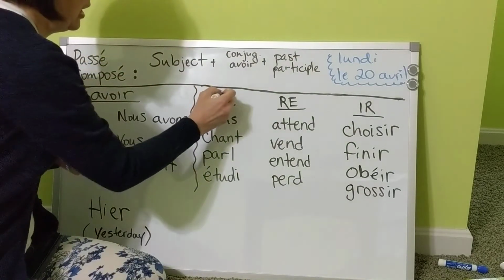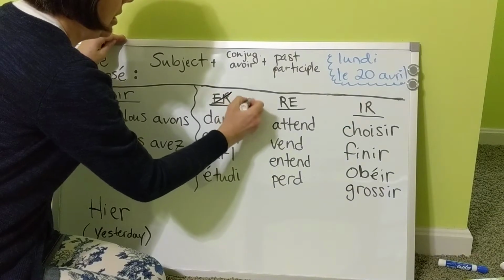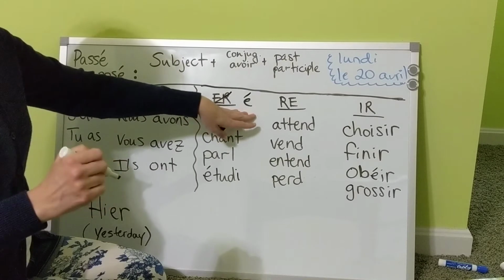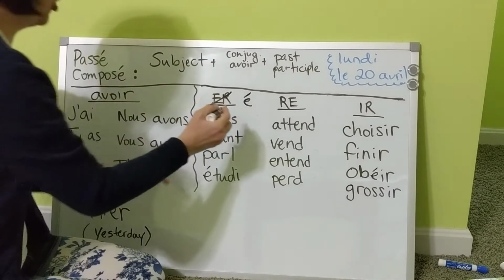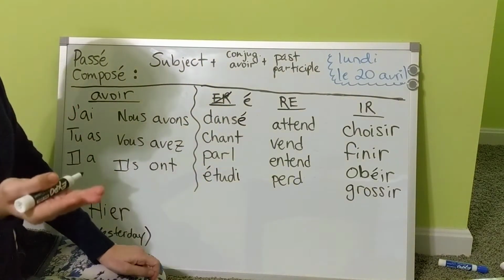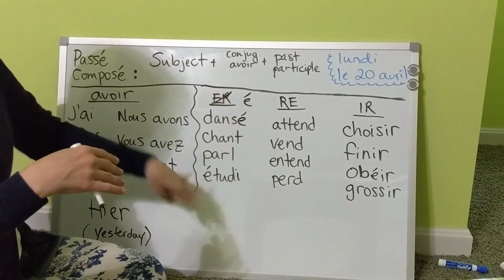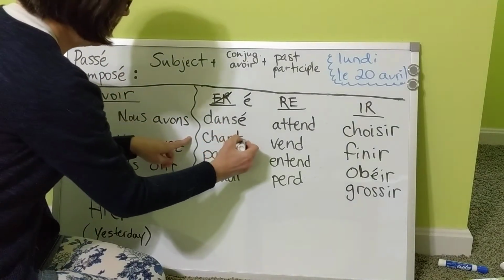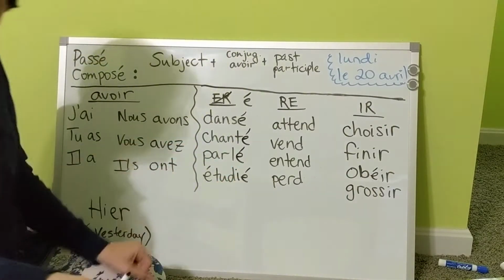Once you get rid of the ER, you have to replace it with something. What we're going to add is an E with an accent aigu. I'm hoping you remember what sound this makes when you have an E with that letter. Do you remember? It's the hard A sound. So we're going to add that onto our verb. And now it's going to be pronounced danser. If you remember, it sounds just like the infinitive. So all of our ER verbs are going to basically sound the exact same, but they're just going to be spelled differently. So we have dansé, we'll have chanté, parlé, and étudié.